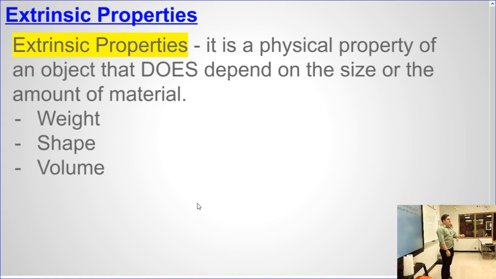We're really not going to unpack this too much. What we are going to do is look at the other half of it, which is intrinsic properties. All right, we'll get there here in a second.